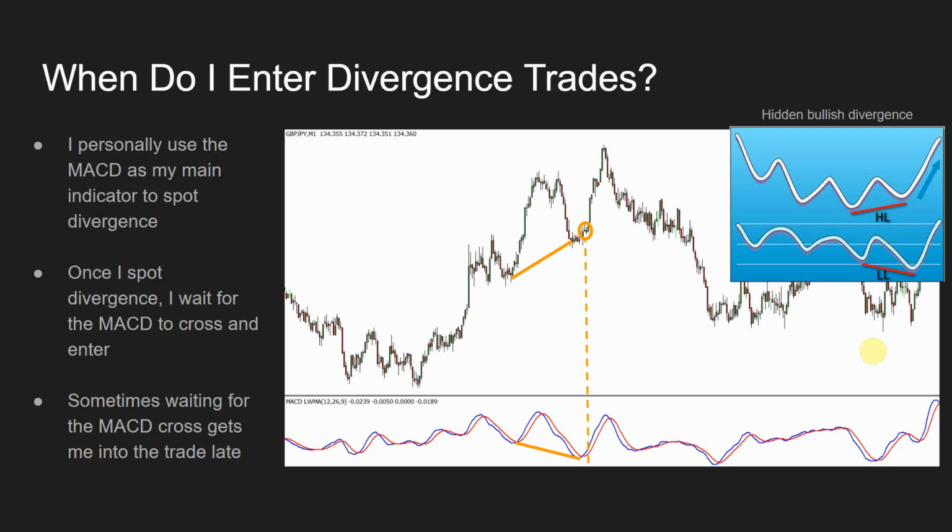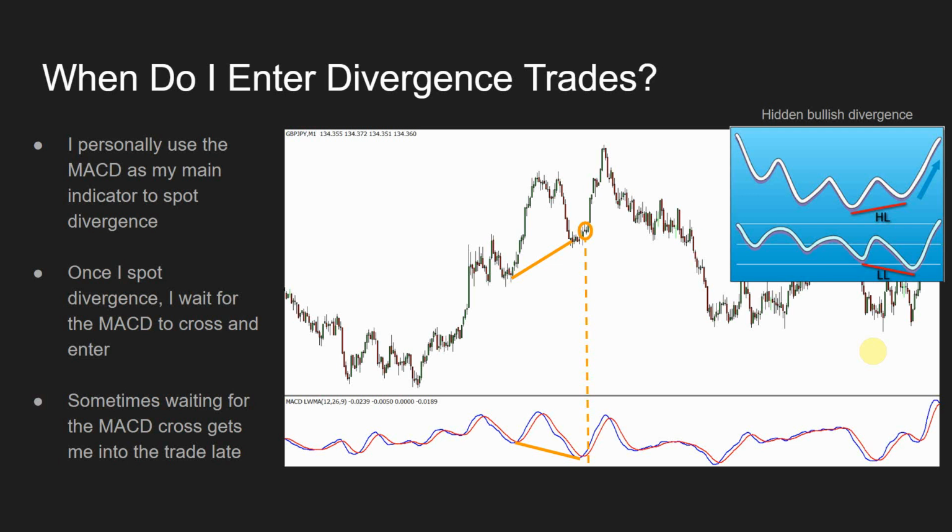Now, when I trade divergence, the key question I normally get asked is: when do I enter the trade? Firstly, between regular divergence and hidden divergence, I personally trade hidden divergence nowadays. The main reason is that I've evolved my trading into becoming a trend trader, and therefore I like to trade with the trend. One way I like to get into a trend is by looking for hidden divergence opportunities, which I'll go through in this chart in a second.